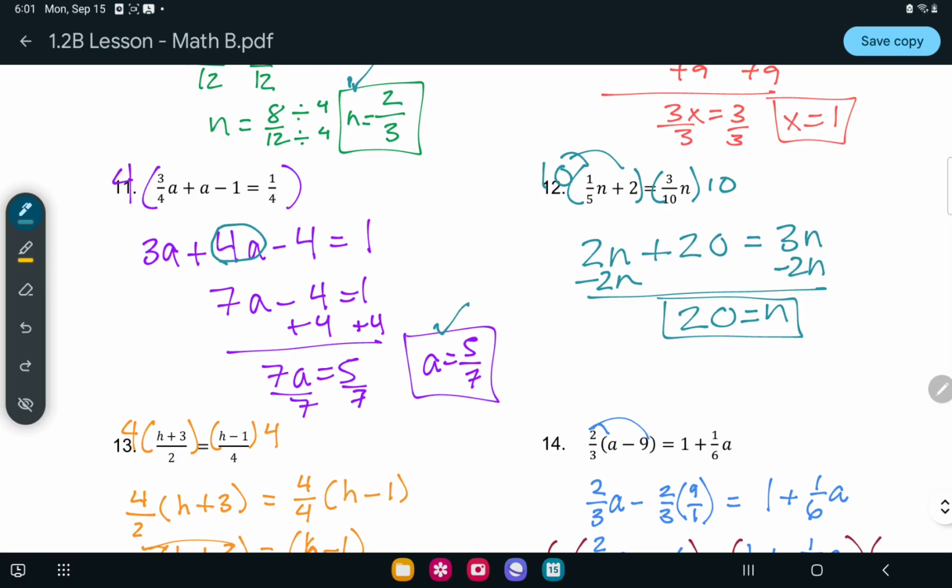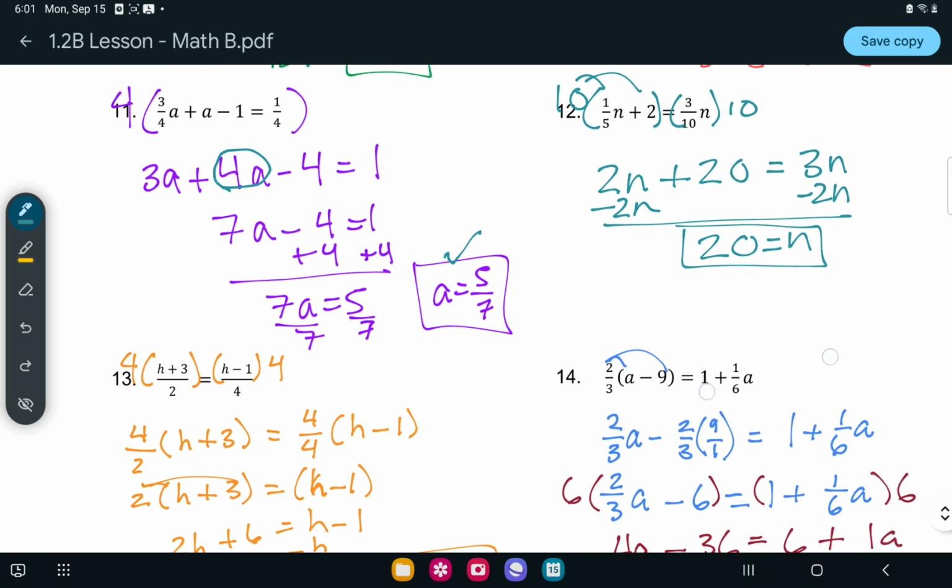Next one, I wanted to clear the fraction, so I multiplied everything by 10 on this one. 1/5 of 10, that's the same as saying 10 times 1 divided by 5. So that's 2n. Then 10 times 2, 20. 3/10 of n, the 10 cancels, so it's just 3n. And then this one, I just needed to move one variable to the other side.